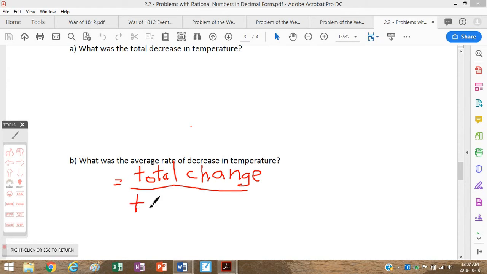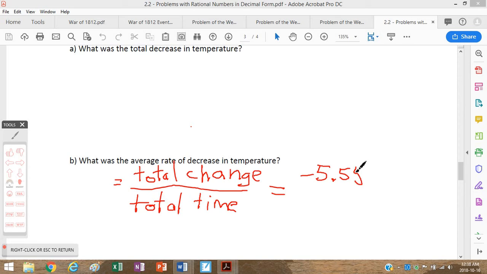And so again, our total change, we're going to use the unrounded number here. So negative 5.55 degrees Celsius. This is just a good habit. Don't round until the very end. Use the unrounded numbers as much as possible.